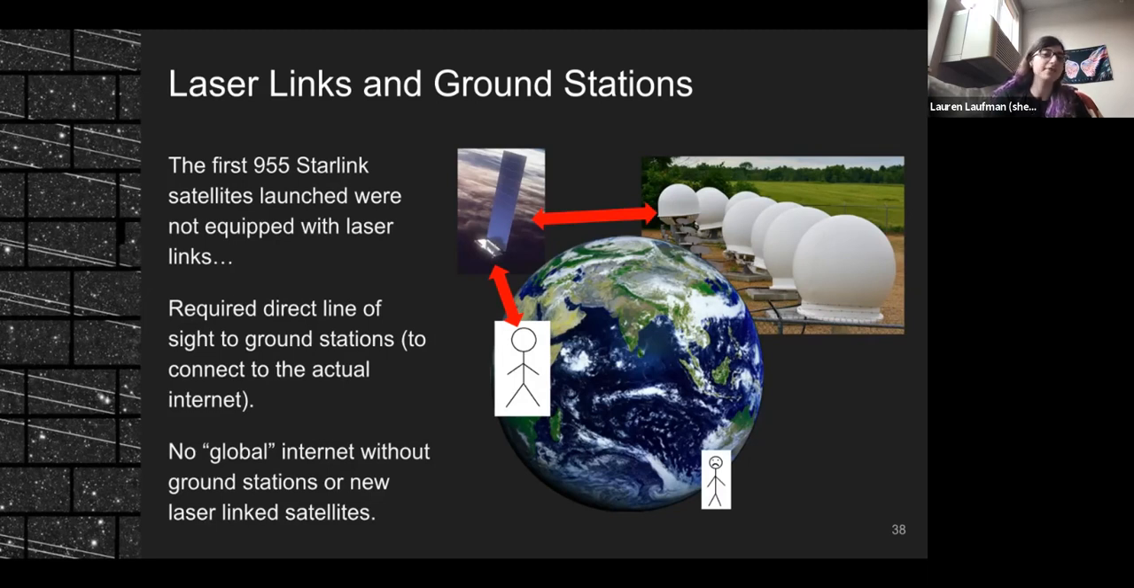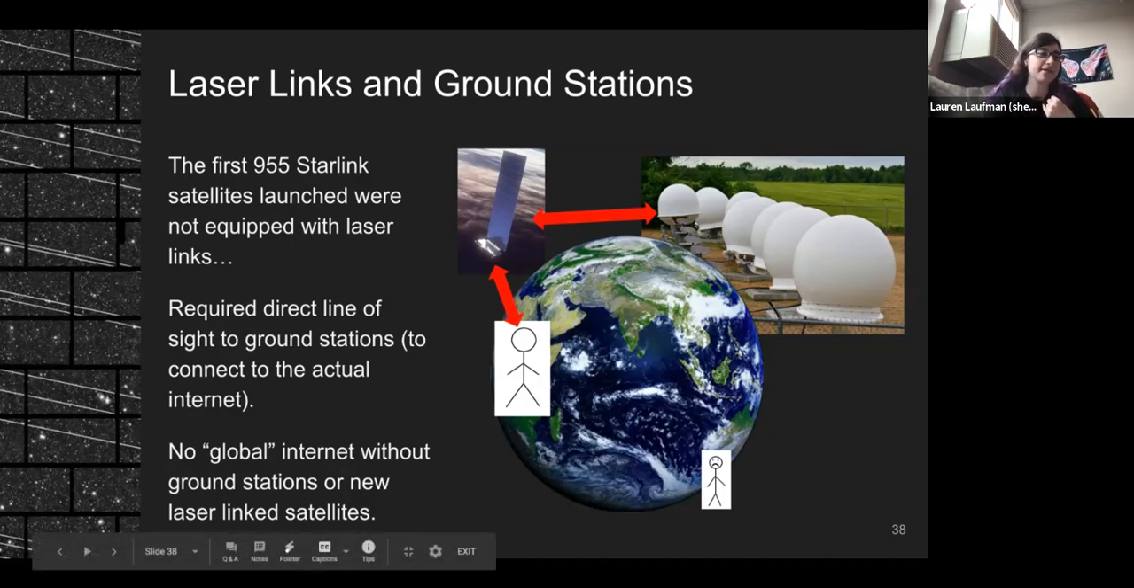So if you're in Antarctica, for example, you won't get your global internet because there are no ground stations yet installed in Antarctica. So you can see here, I made a little cartoon of the satellite being within view of this one person and a ground station, but then this person over here is sad because they can't see the internet.